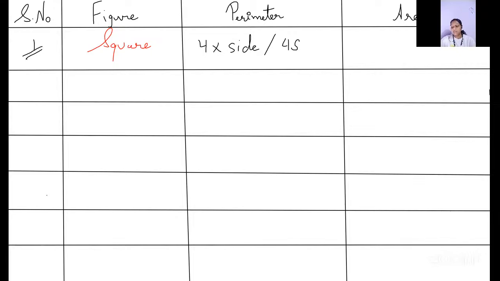All right. And what is the area of a square? Side square. Very good. Side square, or s square. That is the area of square. Now, next we are going to take a rectangle.